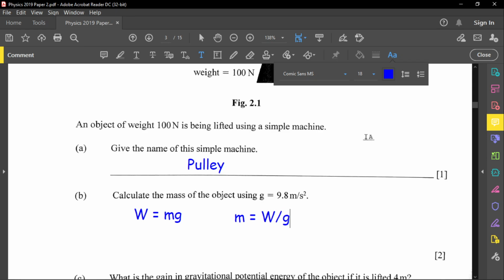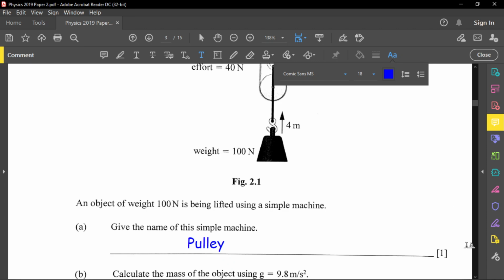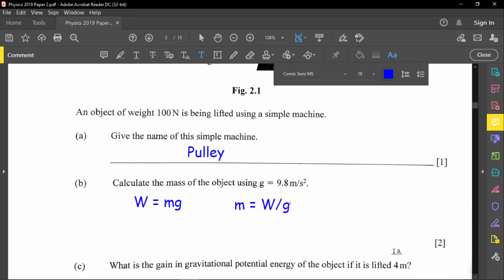Let's look at what our weight is. Our weight is 100 newtons. And our gravity is 9.8. So therefore our mass is equal to our weight, which is 100 newtons, divided by 9.8, and that will give us 10.2. Okay, 10.2. This is in kilograms, just to make note of that. All right, excellent. Let's go to part C.